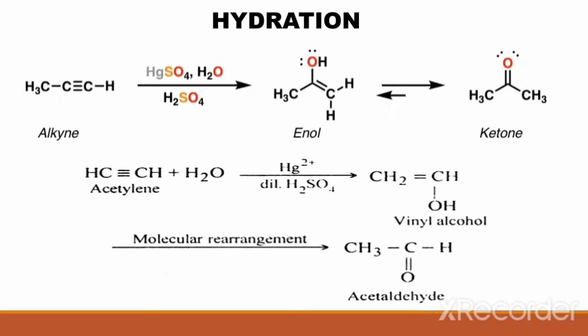And the other example is acetylene, and it will react with water in the presence of some catalyst, such as dilute sulfuric acid and mercury. The product is vinyl alcohol. Vinyl alcohol means the alcohol that contains a double bond as well as a hydroxyl group. And this compound will rearrange itself and form acetaldehyde.